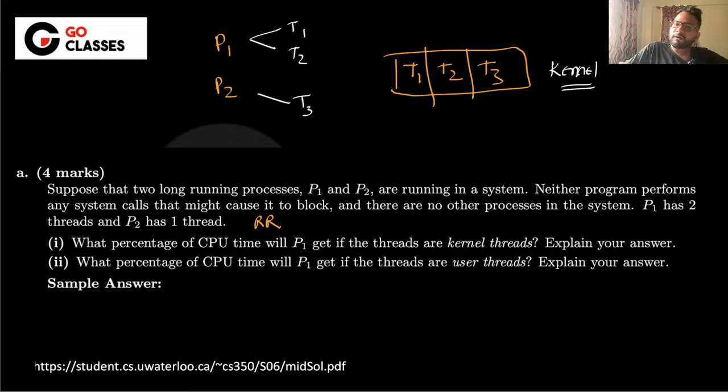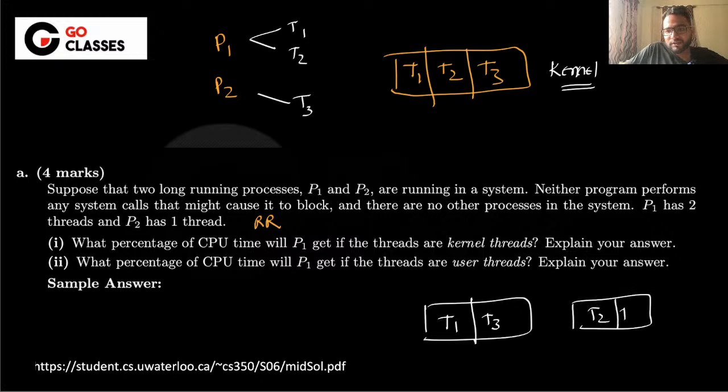Now what if it is user level? For user level, it will be something like this. Either it will give a chance to T1 or T2 and then give a chance to T3, and the next time maybe it can give a chance to T2 and then T3. Basically, it will give equal chance to P1 and P2. So if it is user level thread, then both P1 and P2 get 50%.